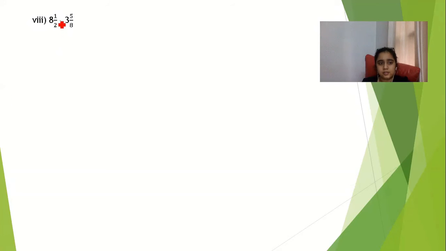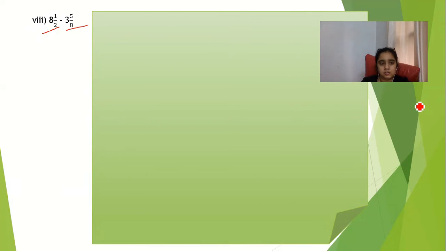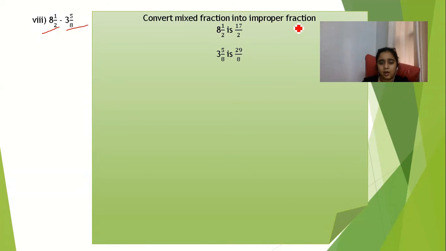And in the next question, I will convert this mixed fraction into an improper fraction, and whatever answer we get, we will subtract those numbers. So in order to solve 8 1 upon 2, 8 multiplied by 2 equals 16, and 16 plus 1 equals 17. So here 17 upon 2, and 3 5 upon 8 would be 8 multiplied by 3, that is 24, and 24 plus 5 would be 29. So our improper fraction would be 29 upon 8.